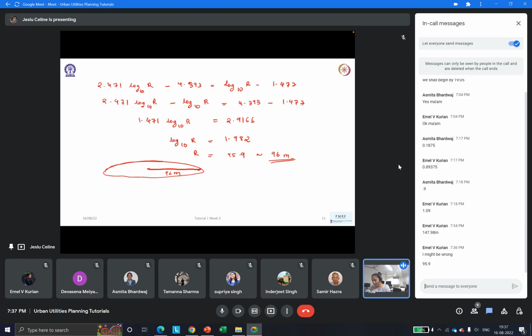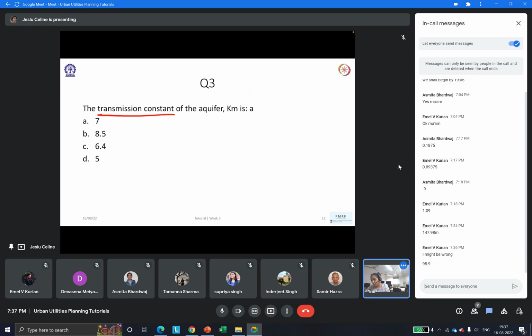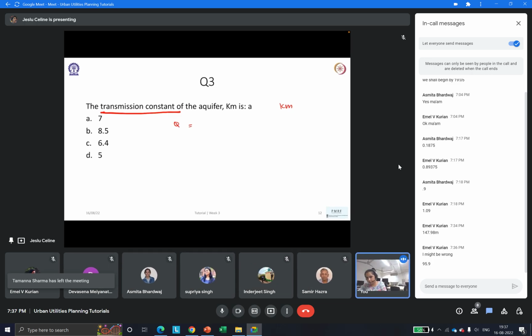Now the next question is, what is the transmission constant? So this is basically Km, which we were talking about in the previous question. This is a very direct formula application because we've already found our radius of influence. So we have Q is equal to Km into, I'm just writing it again, h square minus log 10 R by R. So we already know this is 1500 and Km is what we are supposed to find.